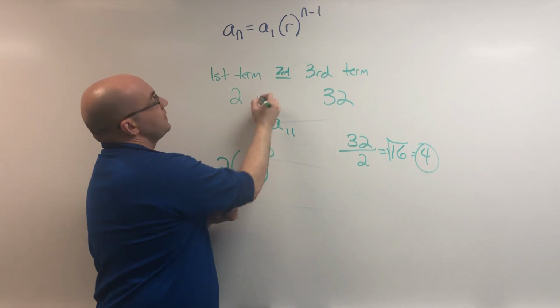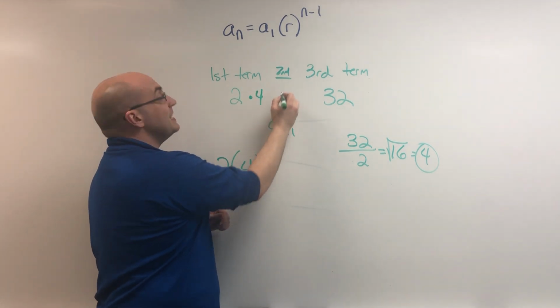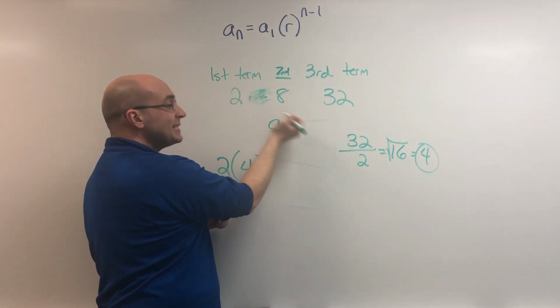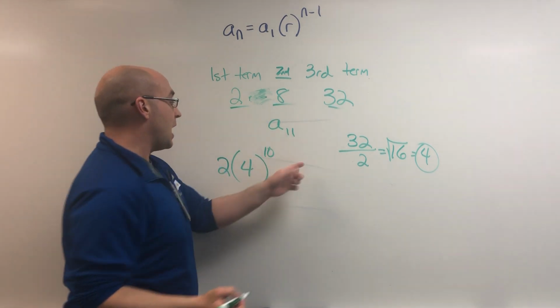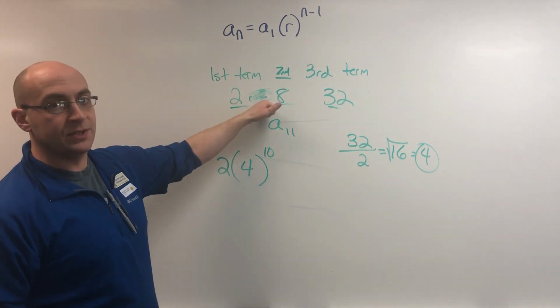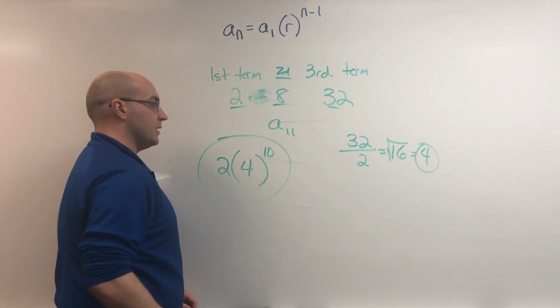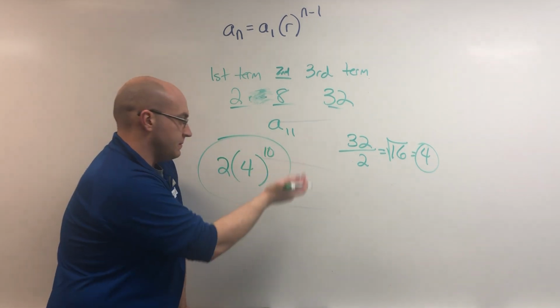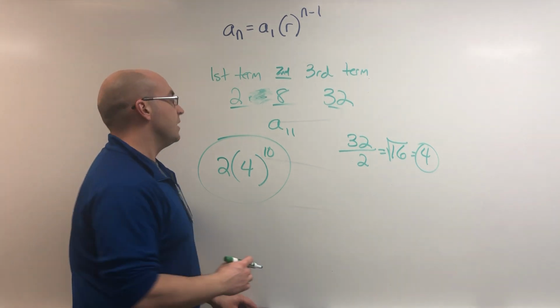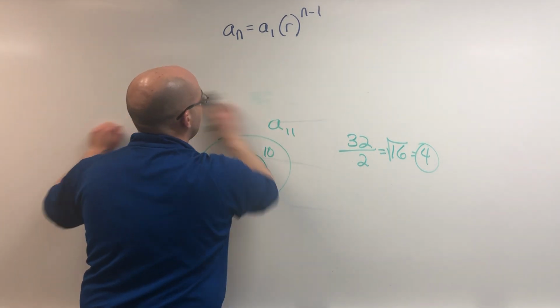Yes, I will. Thanks. So 2 times 4 is 8. Now I know that 8 has to be my second term because of the common ratio of 4. 2 times 4 is 8, 8 times 4 is 32. I know that I have my answer, and here is the formula to find the 11th term. Okay, pretty easy.